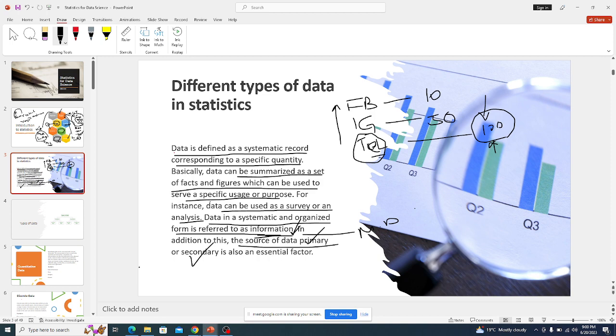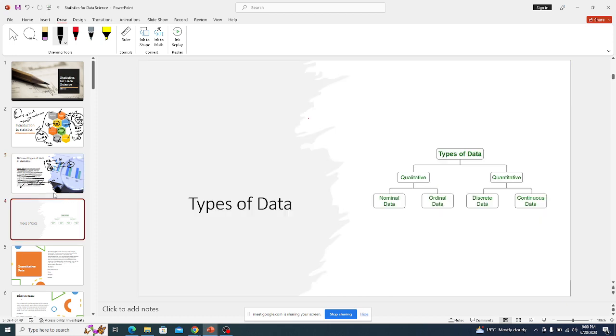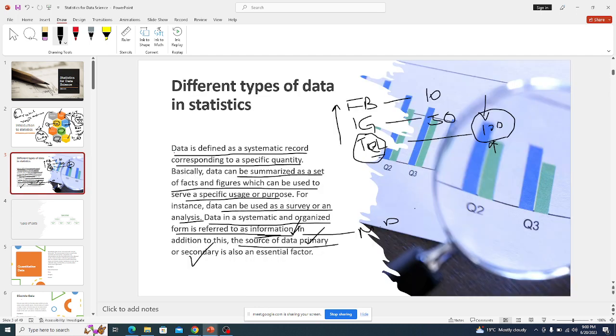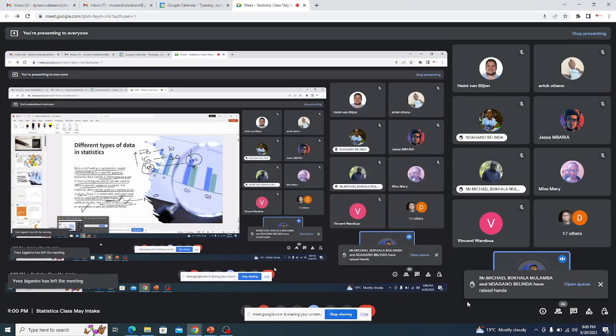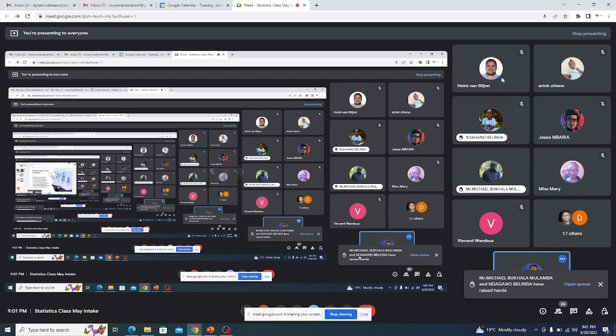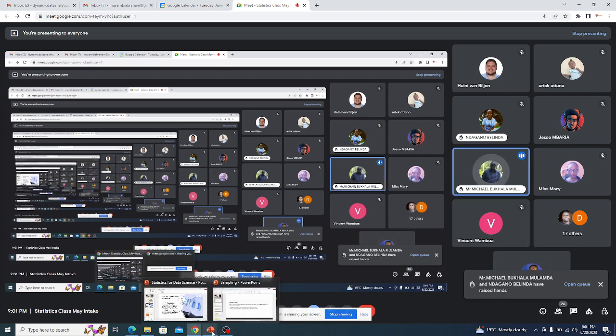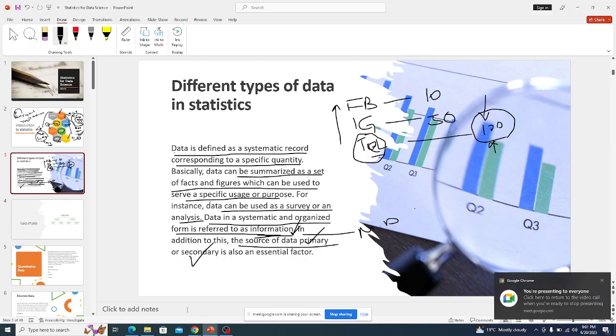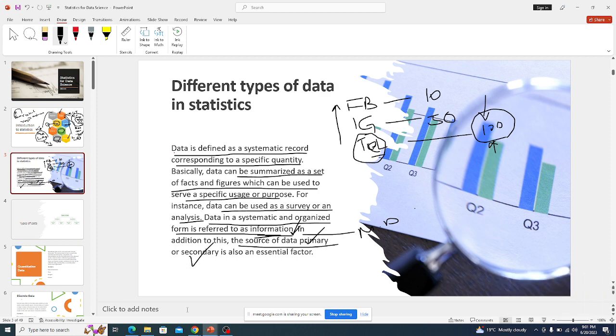Okay, otherwise, I want us now to go direct to the different types of data. And maybe can someone give me the major two types of data we have? Someone, the major two types of data we have. Mulamba Michael. Yeah, we've got qualitative and quantitative data. Okay, maybe are you in position to give us the difference?